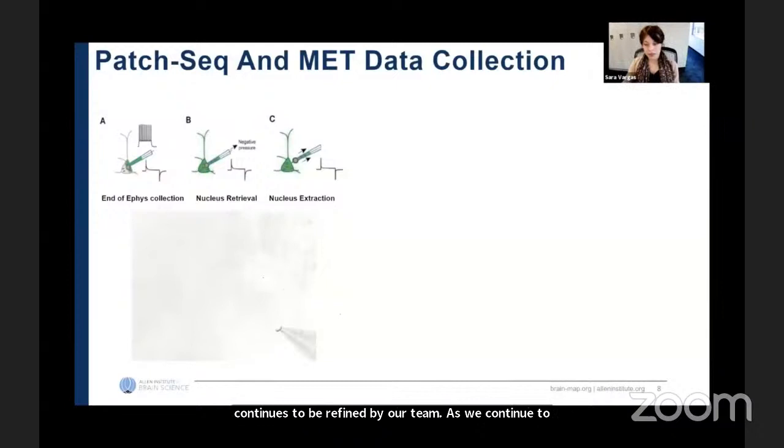Once the nucleus is collected, the contents are quickly transferred to a lysis buffer, as shown in D. These are then sent out for transcriptomic analysis.